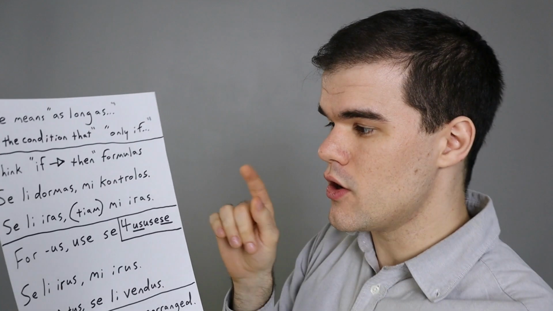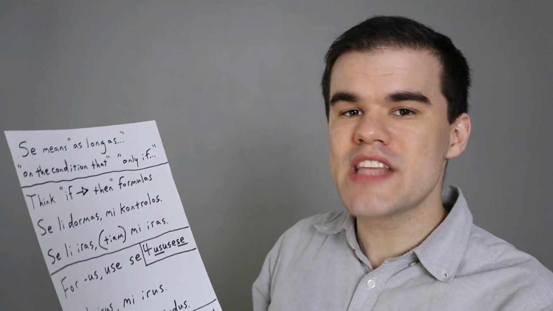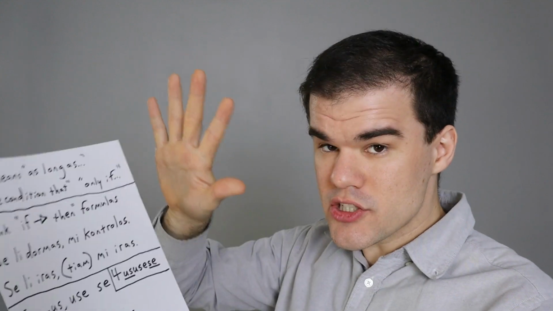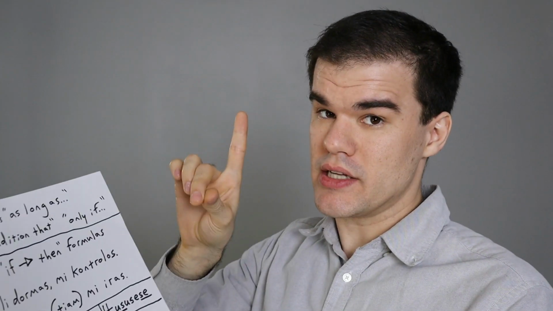And note something here. Tiam, you can use that to say at that time, or in that scenario, I will go. If he is going, tiam mi iras. You could say something like that if you really had to specify. Usually the word then is just an understood then.